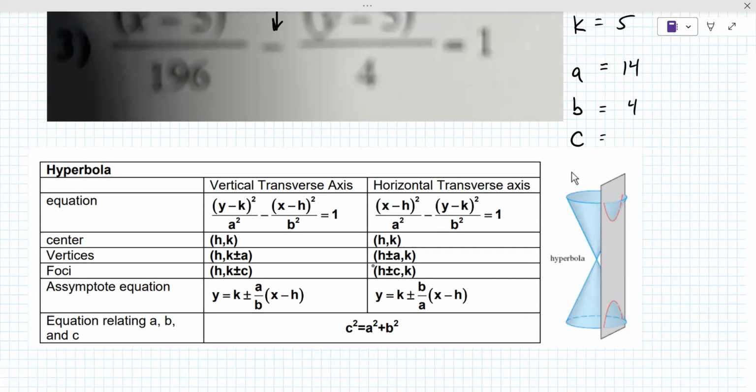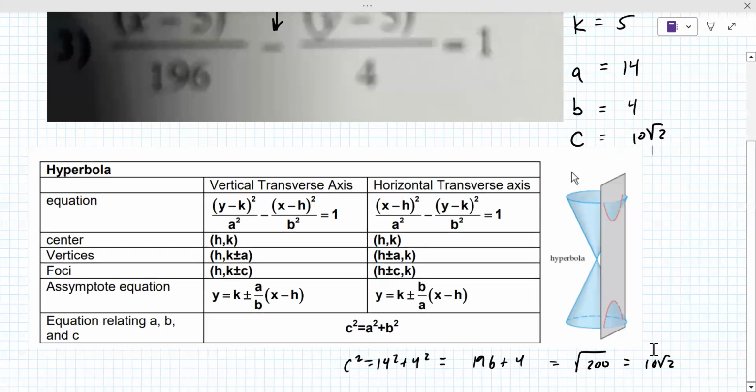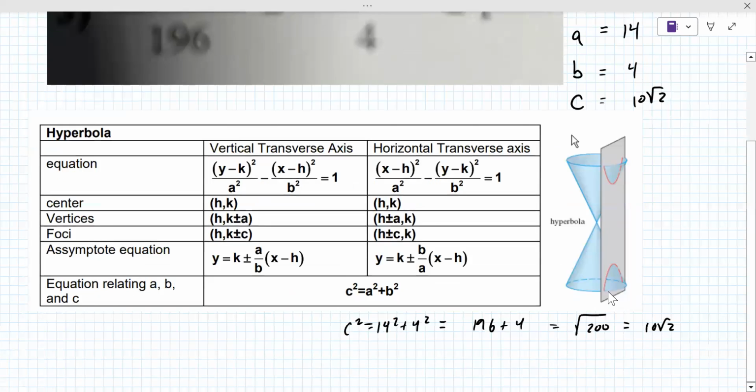Anything I'm saying sound foreign to you or unlike what you've seen in class? No, it's pretty much the same thing. Yeah. So this is the square root of 200, which is 10 root 2. Do you need any reminder on how to reduce roots? Probably. Okay, it's been a while.